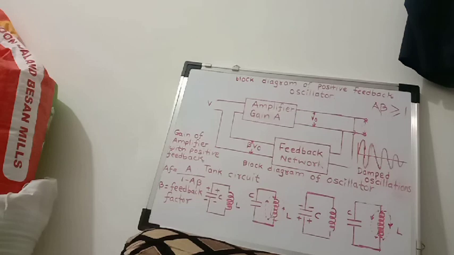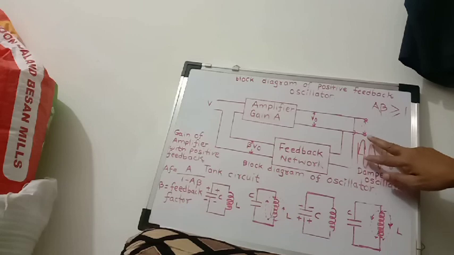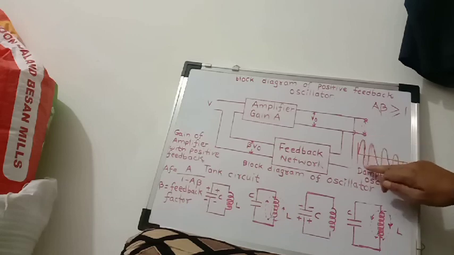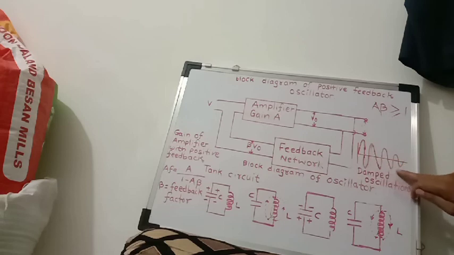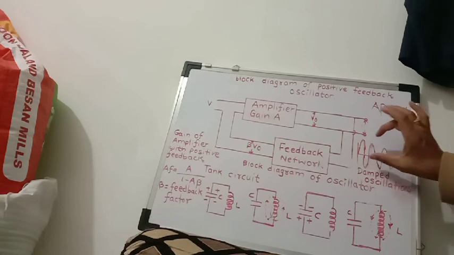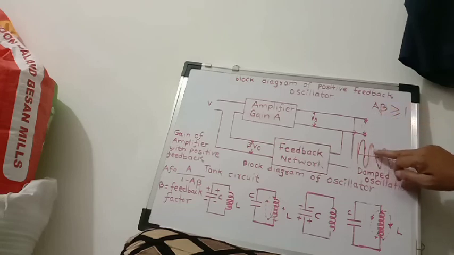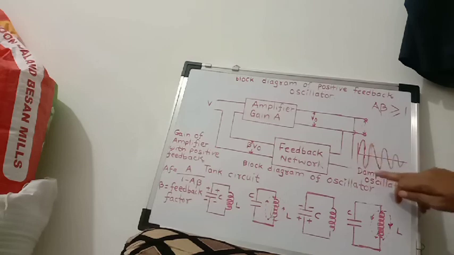Therefore damped oscillations are produced. These are the damped oscillations. Here in the first cycle the amplitude is high, but then the amplitude goes on decreasing. So such type of oscillations are called damped oscillations. Here the amplitude is not constant, it goes on decreasing. So this tank circuit produces damped oscillations. Okay. So we will stop here.